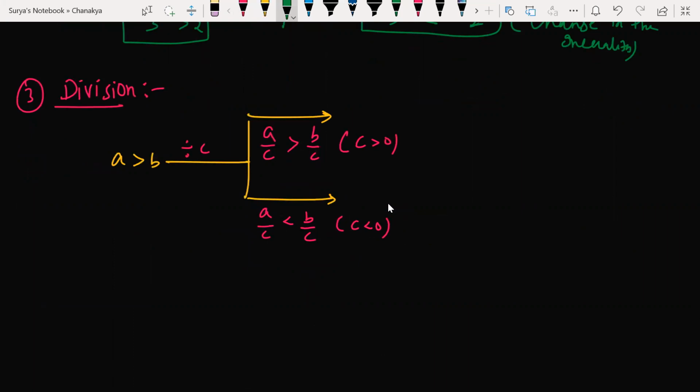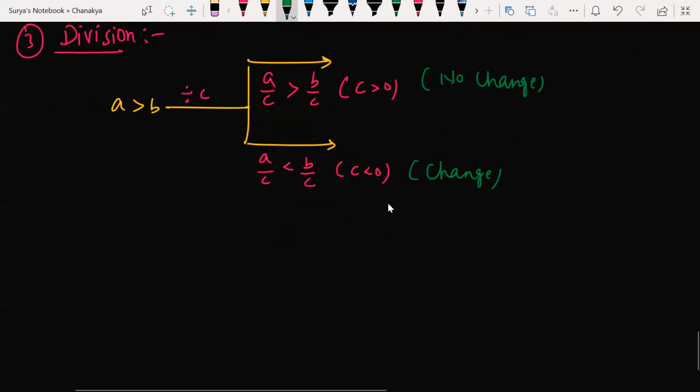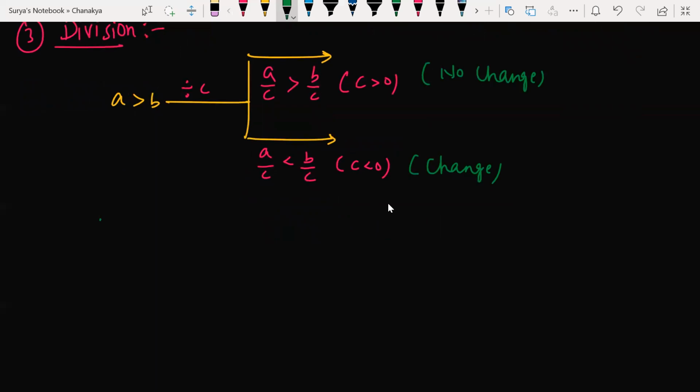Here, no change. There will be a change in the symbol only in the other case. Let me give a simple example. 4 is greater than 3. Let us divide with 1 on both sides. 1 is greater than 0, yes, I'm dividing with a positive number. So 4 by 1 is 4, 3 by 1 is 3. Does the inequality change? No. I'm taking very simple examples so you can understand.